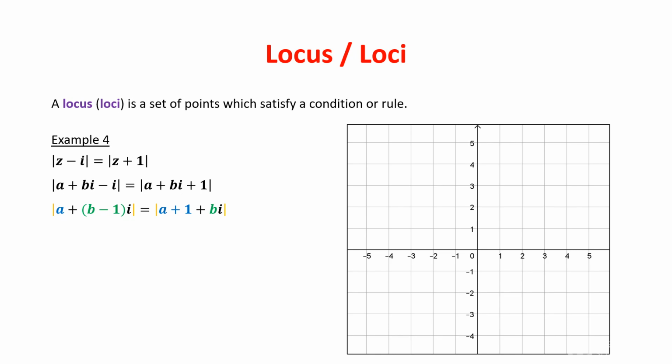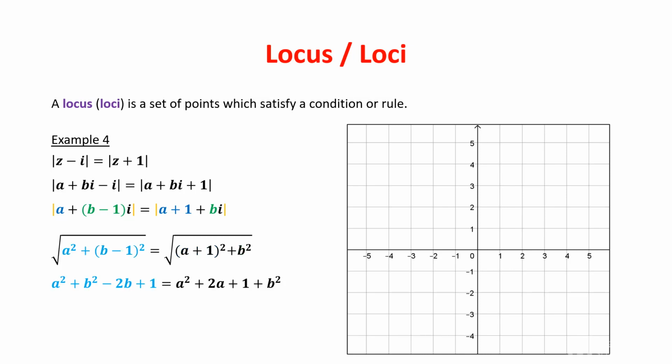Again, modulus, so let's work through that process once more and then square both sides. I can expand out the left-hand side and expand out the right-hand side, and I can then start doing some simplification. So if I minus a squared off each side and b squared and 1 off, I'm left with minus 2b is equal to 2a. And if I divide everything by minus 2, I've got this equation b is equal to minus a.